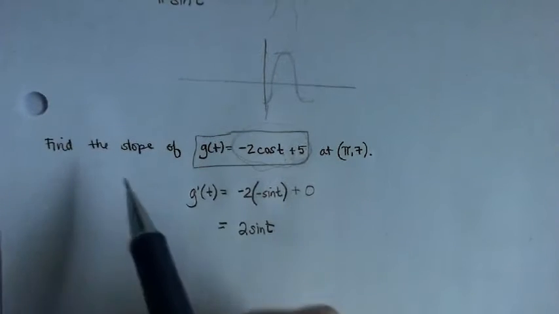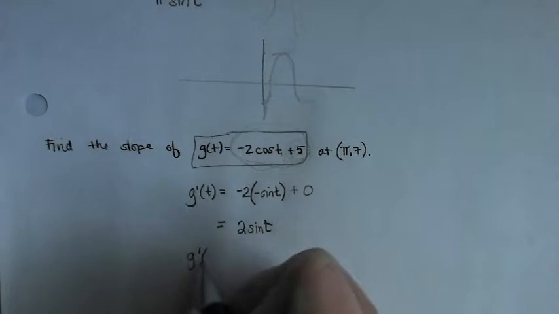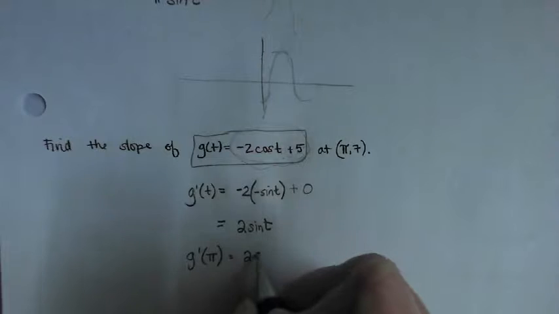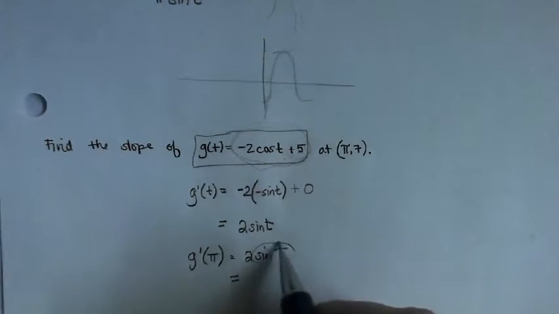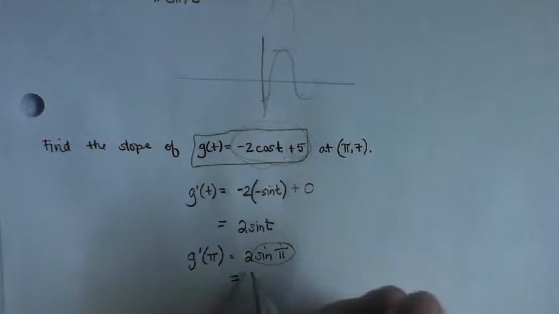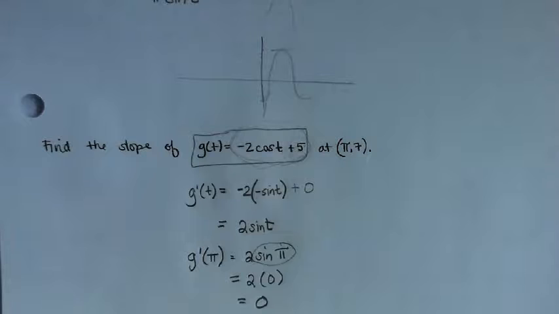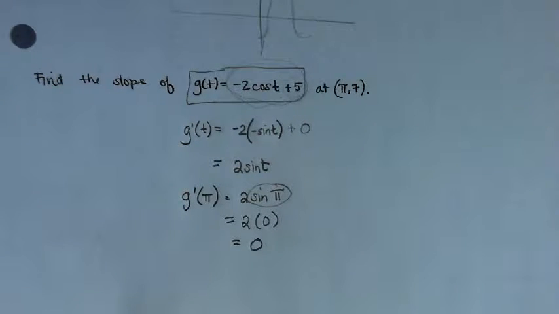So now on this one, just evaluating the slope at pi. So we're technically finding g prime of pi. So that's 2 sine pi. What's the sine of pi? 0. So 2 times 0 is 0. So the derivative or the slope of this function at pi is 0.